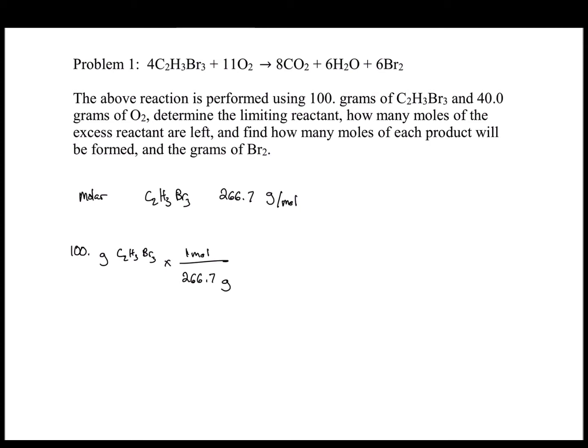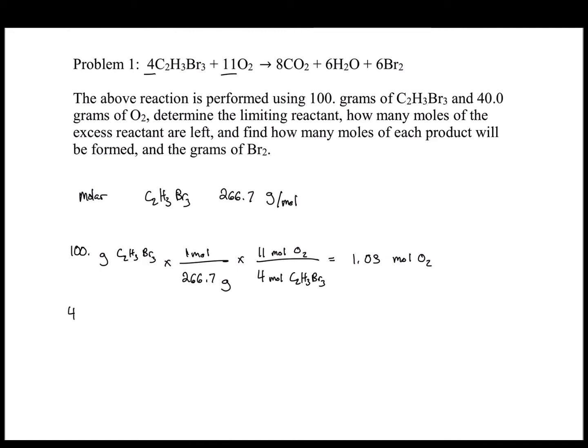And then we know from our above reaction that for every 4 moles of C2H3Br3, we have 11 moles of O2 we're using. This is 4 moles of C2H3Br3 per 11 moles of O2. And so what this tells us is that in order to fully react our C2H3Br3, we would need to have 1.03 moles of O2. Well, how many moles of O2 do we actually have?